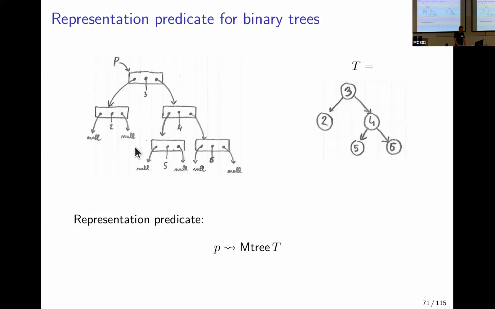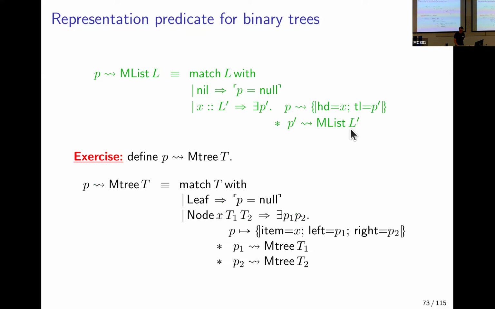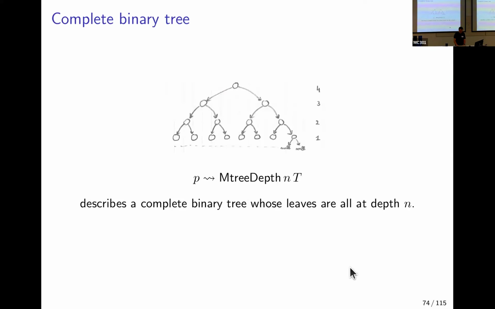This is the representation of the heap, a bunch of boxes with a bunch of pointers. This is the representation in your theory, just an abstract syntax tree, just a tree. And the goal is to define a representation predicate for trees, and it's again an exercise, but it's the same as for lists. So basically, you match on T, your logical tree, and when it's a leaf, you say P is null, and when it's a node, you say there exist 2 pointers, one for the left, one for the right, and you recursively call your representation predicate.